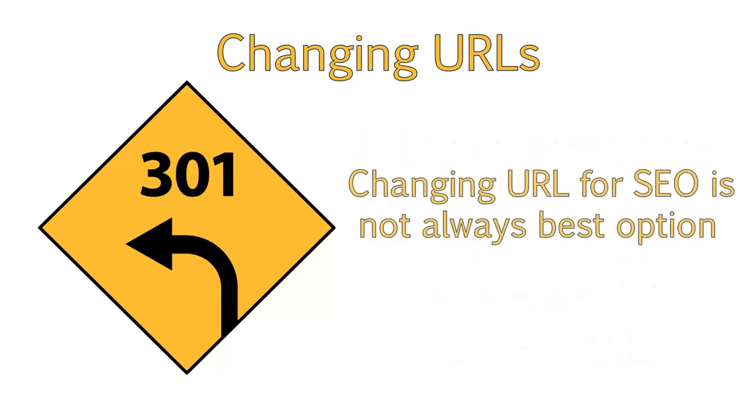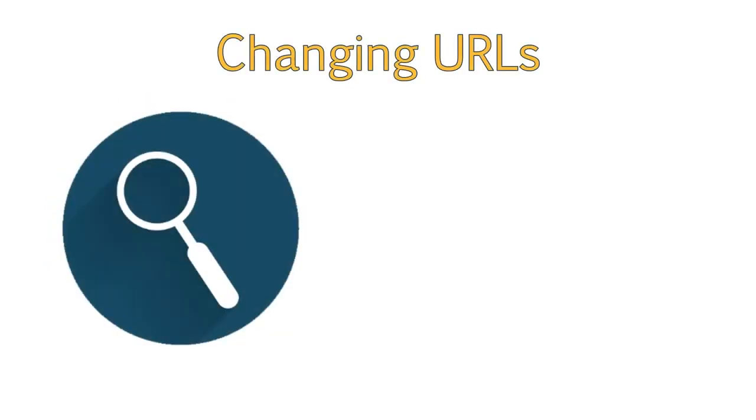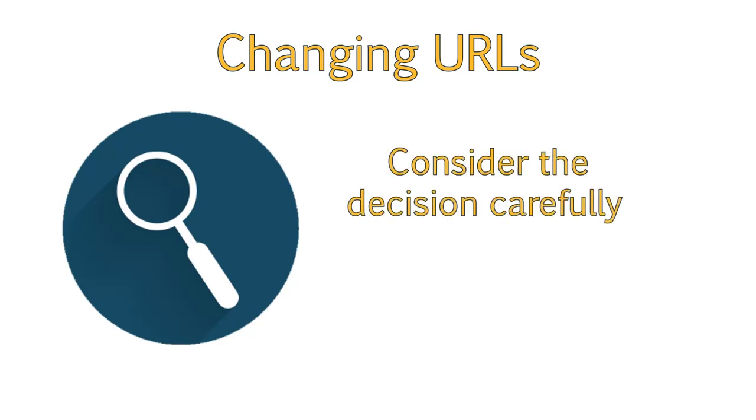Due to this, changing URLs for the sake of SEO is not always the best option. Recommendations to do so can be very situational. Oftentimes, it is better to optimize the page and other on-page elements to the best of your ability and leave the URL as it is. The decision to change existing URLs, whether during a redesign or for SEO purposes, is circumstantial and should be heavily considered before making a change just for SEO.